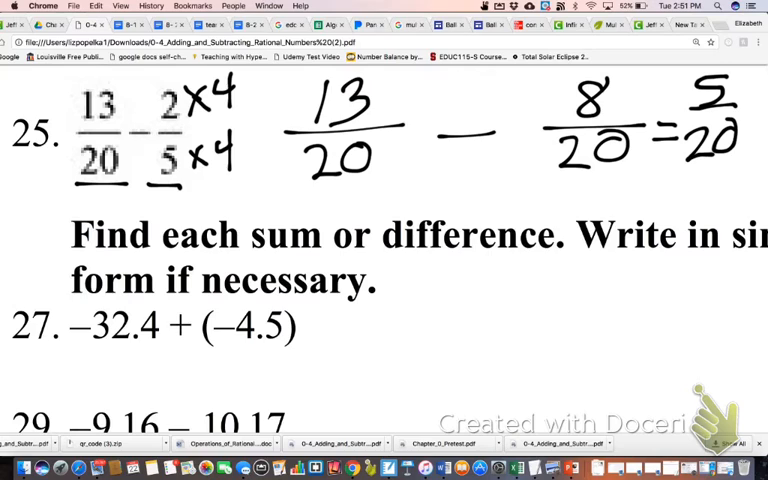We haven't had to simplify anything yet. So 5 over 20, because I can divide both the numerator and the denominator by 5. So 5 divided by 5 becomes 1, and 20 divided by 5 is 4. So my final answer is 1 over 4.